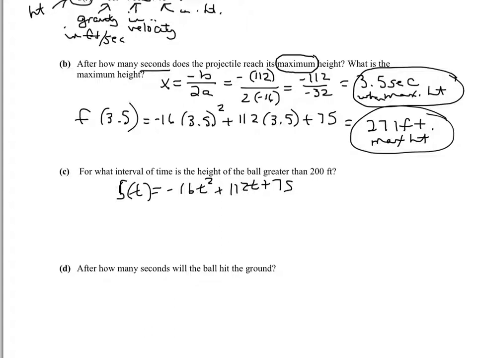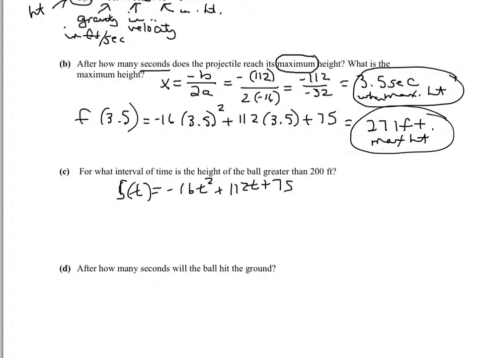If I want to know for what interval would the height be greater than 200 feet, picture in your mind this ball is going up. On the way up, it hits 200 feet. It keeps going up until it hits the vertex. Then it starts to come back down, and somewhere on the way back down, it hits 200 feet again.